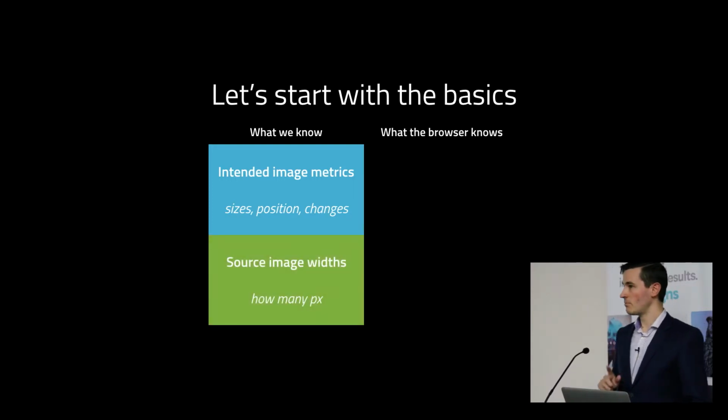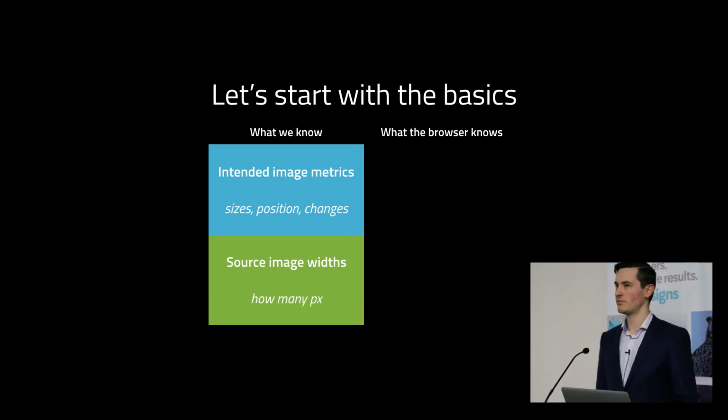We also know how big those source images are. We know the widths, the heights. We know the actual file size. The browser could never know this unless it actually downloaded every single image that we gave it and said, oh, that image is so many pixels wide. So we know that ahead of time.